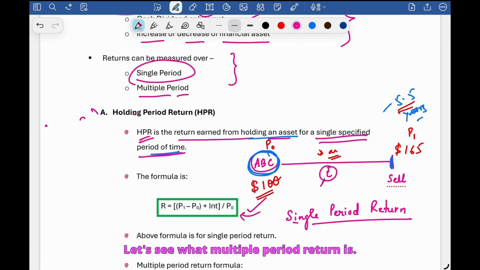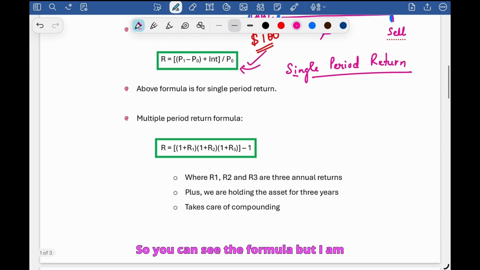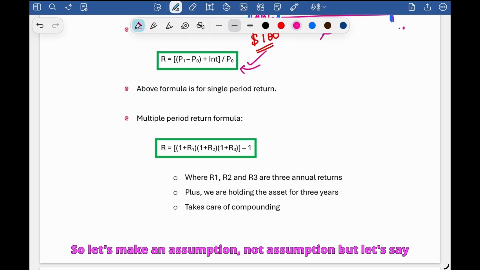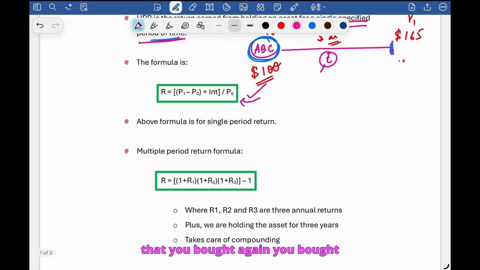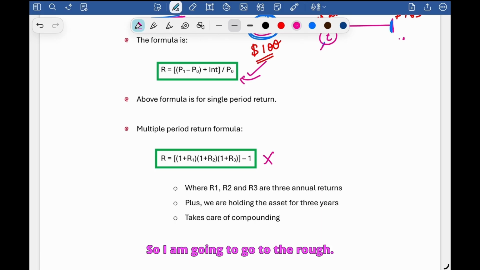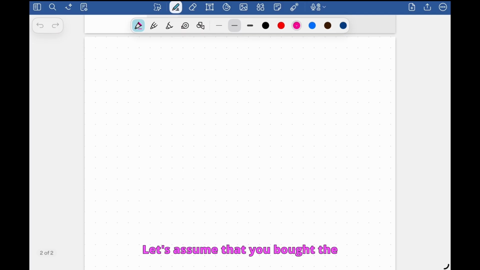Let's see what multiple period return is. You can see the formula, but I'm going to explain, so don't worry about it. You don't need to remember this formula because ultimately we're going to derive it. So I'm going to go to the rough, and let's assume that you bought a financial asset called ABC once again.